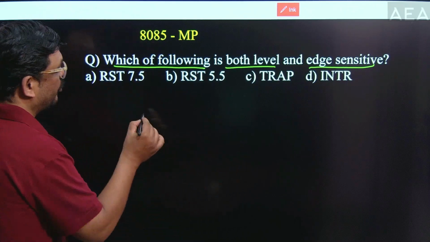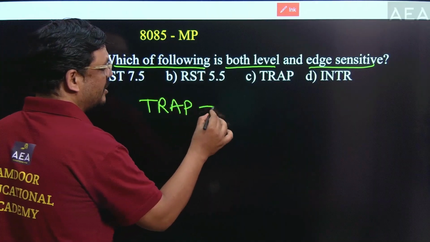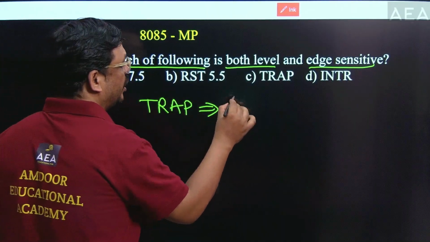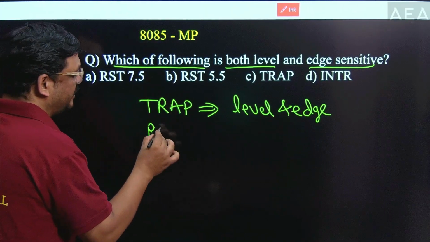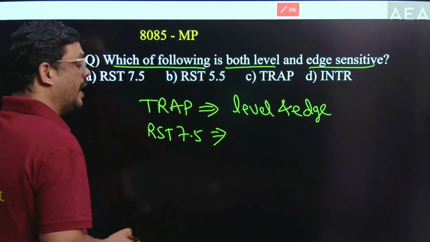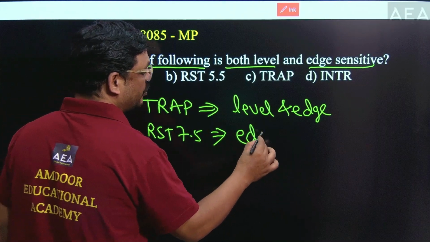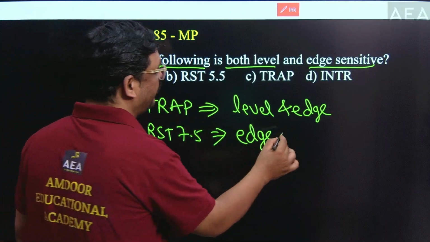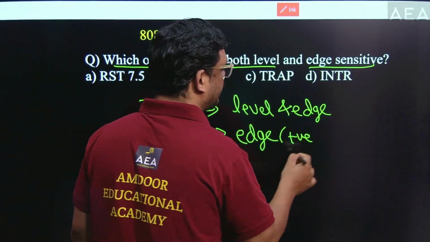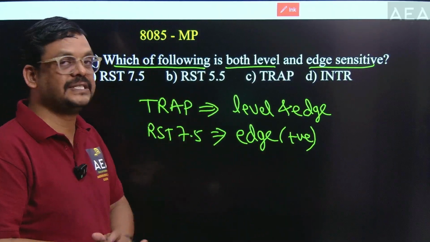Based on the microprocessor architecture, trap is the highest priority interrupt. It is a non-maskable interrupt. It follows both level and edge triggering. Similarly, another interrupt is RST 7.5, which follows edge triggering. Sometimes we can expect questions like this too: which interrupt follows only edge triggering? This interrupt also follows positive edge triggering. So if asked which interrupt follows only positive edge triggering, then you have to select RST 7.5.